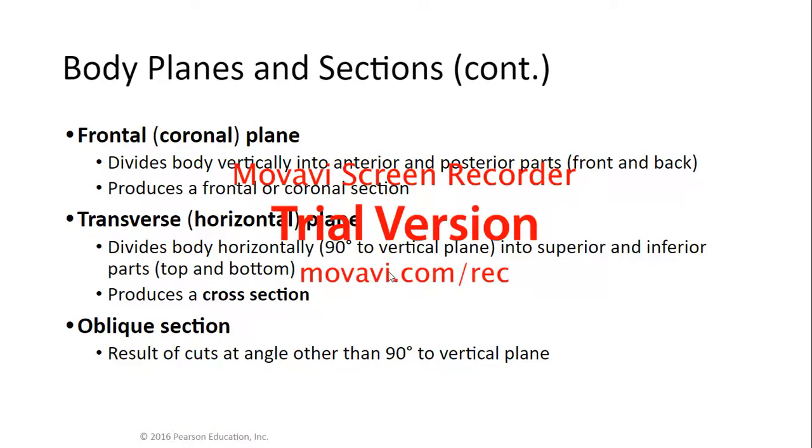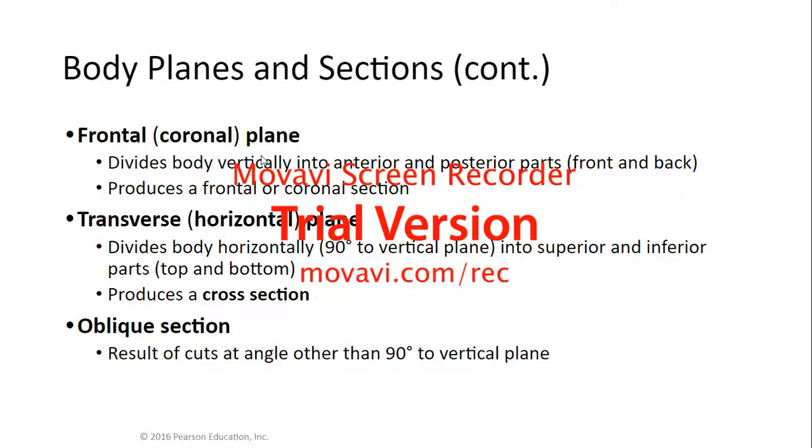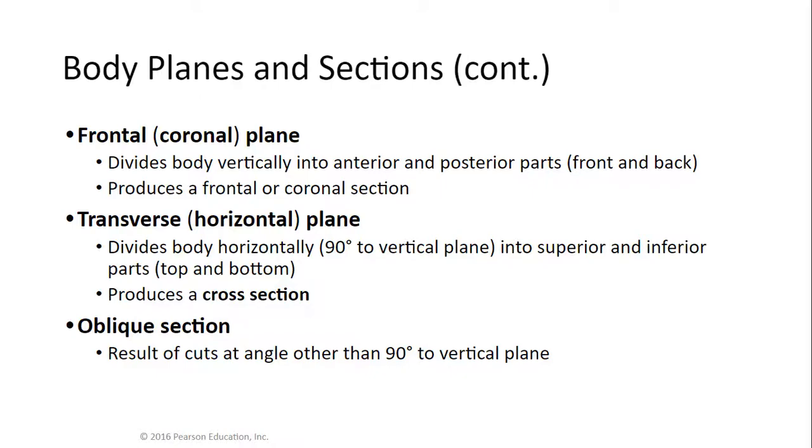Now the frontal plane. The frontal plane is going to divide the body into anterior and posterior parts, front and back. Sometimes you might hear the term coronal. Coronal is the same as the frontal plane. Sometimes there is different terminology that means the same thing, so don't get confused by that. You may see the term coronal, and sometimes you may see the term frontal, but they're the same cut. It's going to divide the body into anterior and posterior parts.